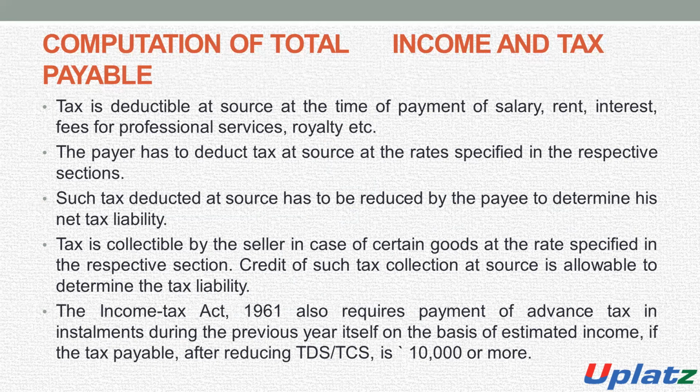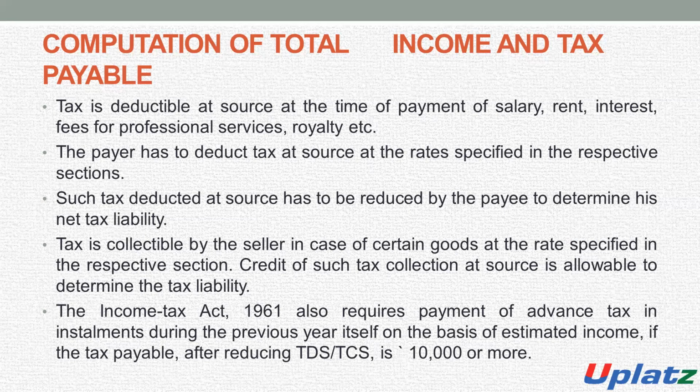First installment is required to be paid by 15th July, for the months of April, May, June. For the next installment, for July, August, September, it is required to be paid by 15th October. And the third, for October, November, December, it is 15th January. And the last is 15th March.